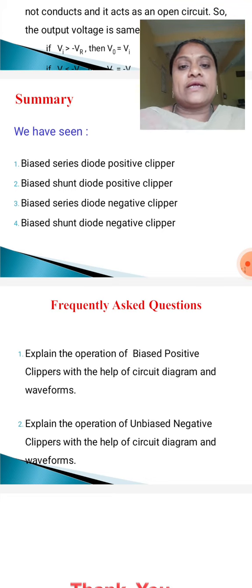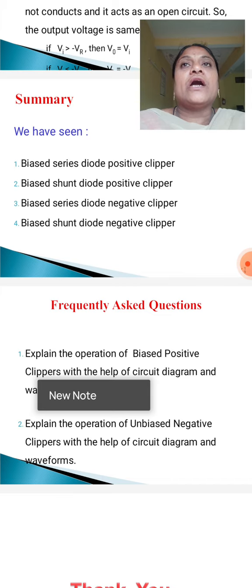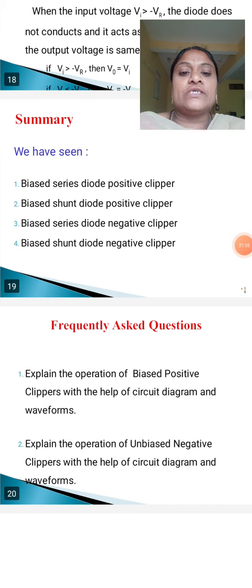Okay, so another question may be asked: explain the operation of biased series diode positive clippers with the help of circuit diagram and waveforms. Or another question may also be asked in this topic: explain the operation of biased shunt diode positive clippers with the help of circuit diagram and waveforms.